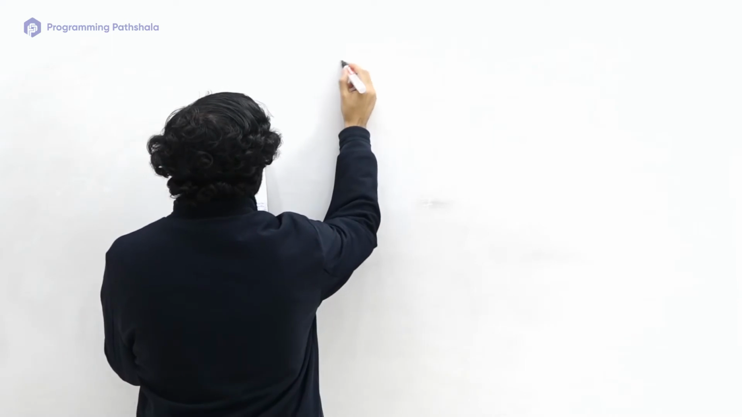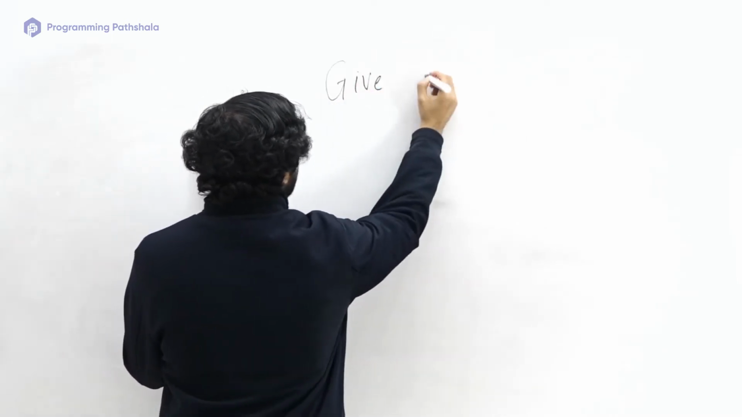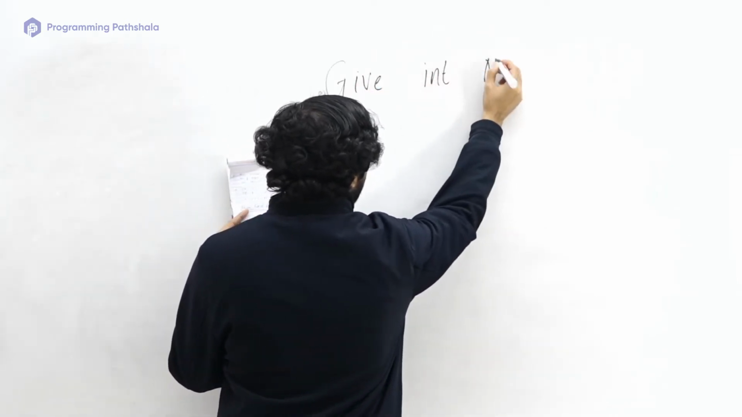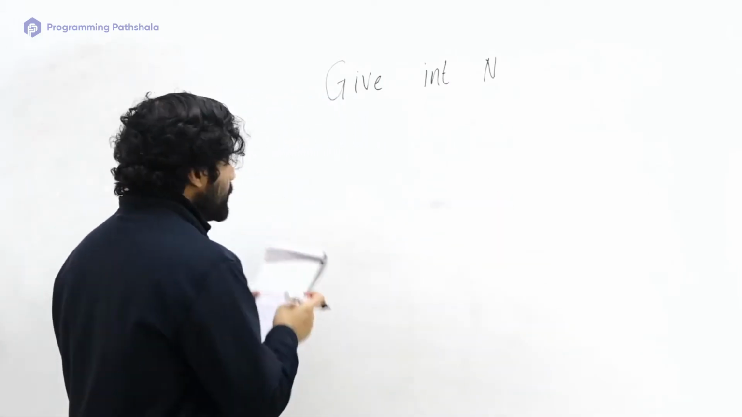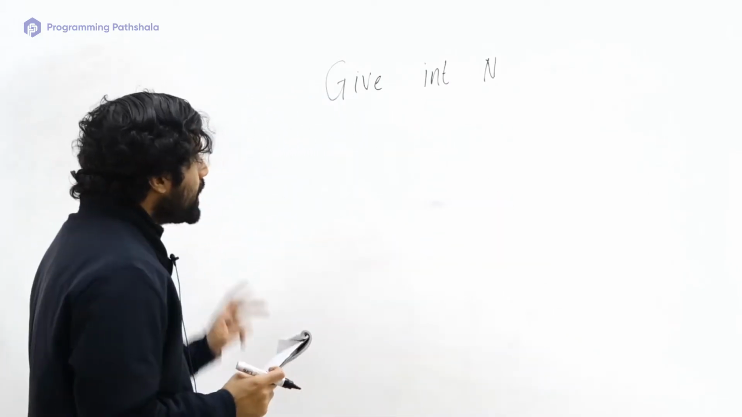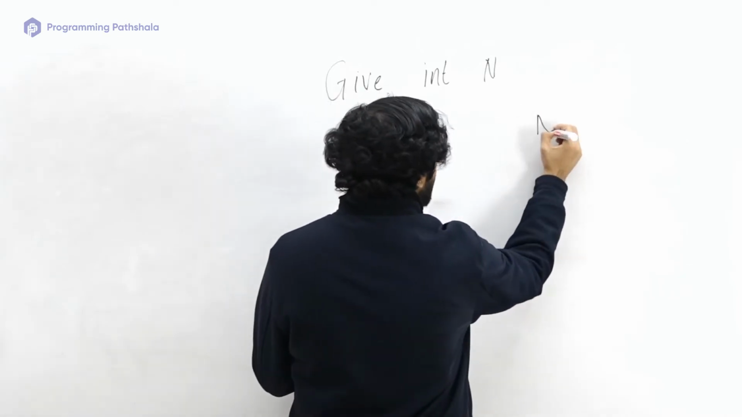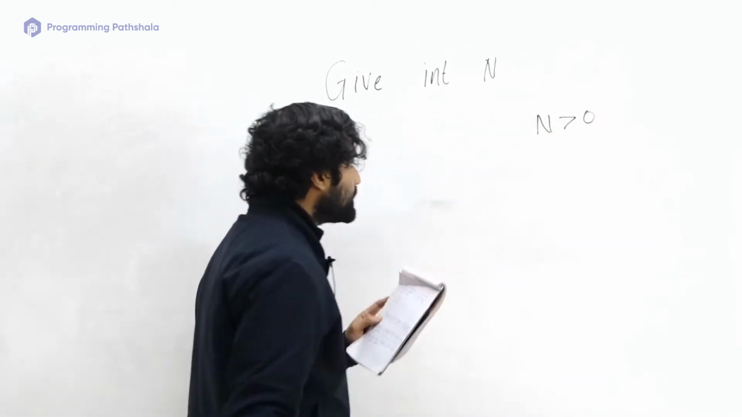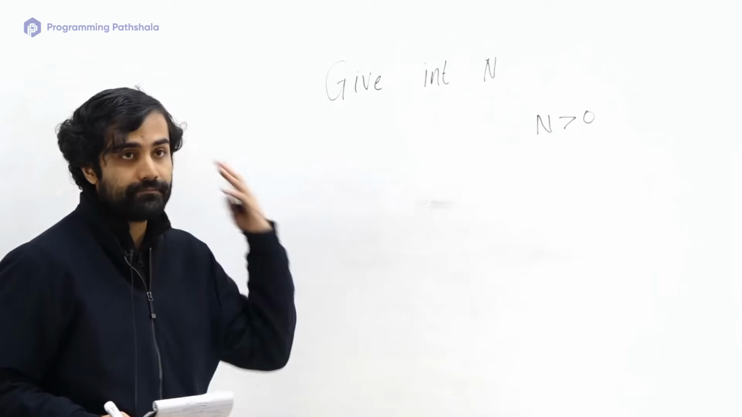So let's just begin. The question says that you will be given an integer, let's call it n. Now it is guaranteed that n is positive. You can take it for granted that your number will be positive.